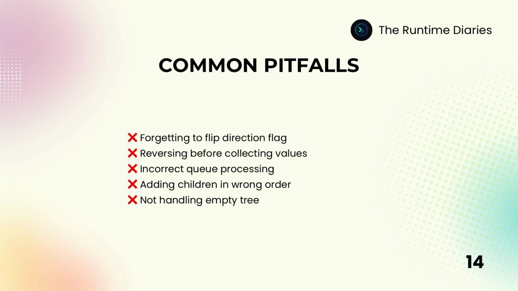Watch out for these common mistakes. Forgetting to flip the direction flag. If you don't toggle left_to_right after each level, you'll end up reversing every level or no levels at all. Reversing before you've collected all the values. Make sure you build the entire level list first, then reverse if needed. Trying to push children in reverse order instead of just reversing the list. That's unnecessarily complicated and error-prone.